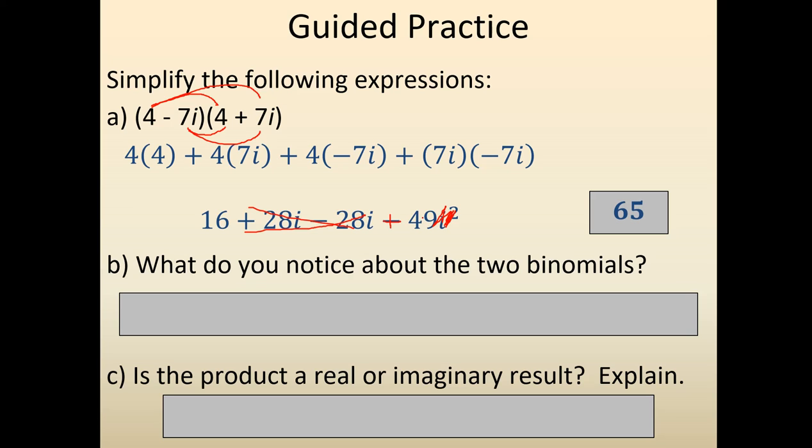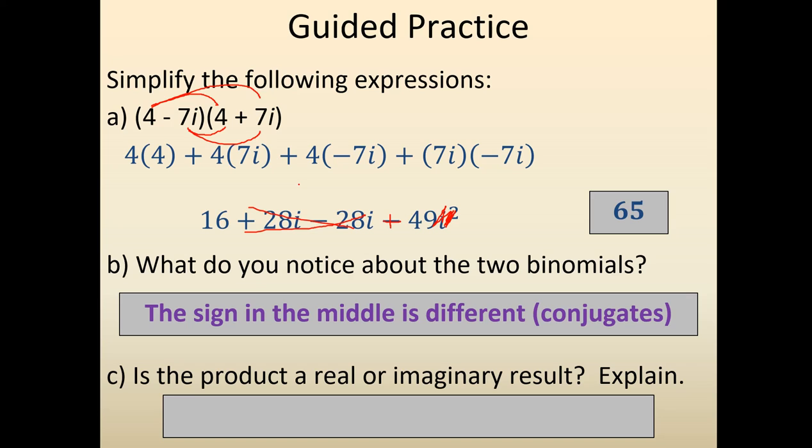Now, part B says, what do you notice about these two binomials? So if we look back to the beginning, we have 4 minus 7i and 4 plus 7i. They're exact numbers, but with the middle sign flipped. These are conjugates. So this is an example of a conjugate. And then the final question is, what is the product? Is the product a real or imaginary number? Well, since there's no i term, this is a real number.